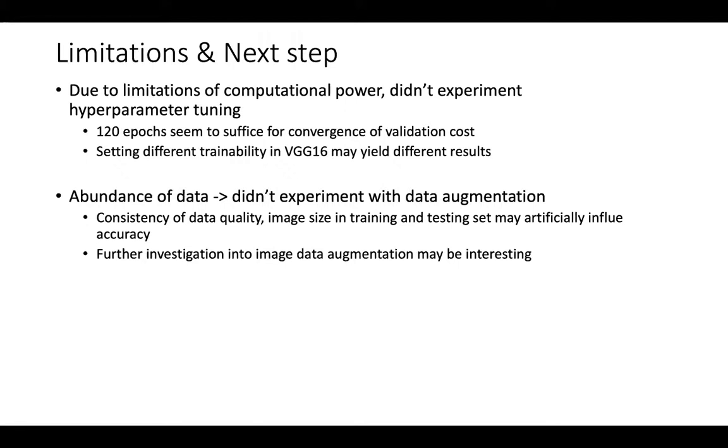And because we had just about 220,000 images, which is quite a lot of images to process already, the abundance of data here made me decide not to experiment with data augmentation. But that's potentially problematic because the data quality and image size are pretty consistent across our training, validation, and testing sets. That might have artificially inflated our accuracy. So I believe further investigation into image data augmentation techniques could be interesting with this data set.